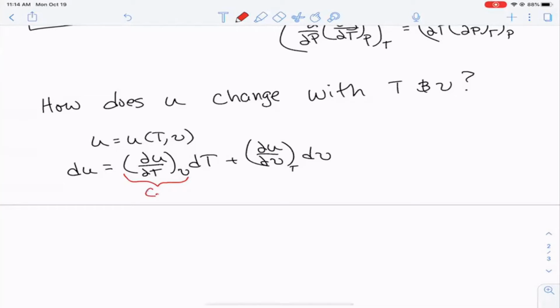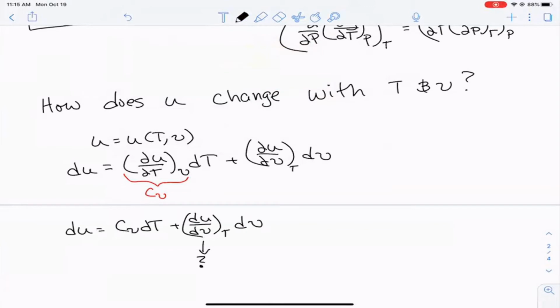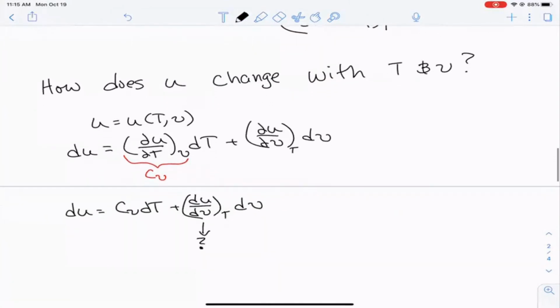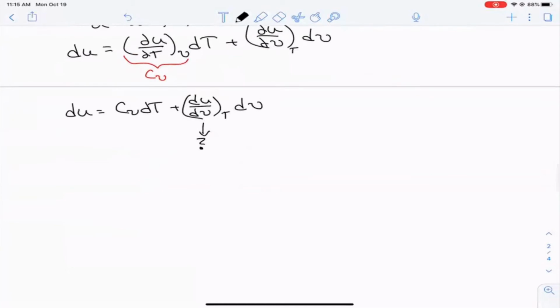That's right. Yeah, that's an alternative definition for the constant volume heat capacity. And so, all right, we know then that dU is equal to C_V dT plus (dU/dV) at constant T dV. So we're left with the question of what in the world is (dU/dV) at constant T? To answer that, we're going to use our differential that we derived in the last lecture. So we know that dU is equal to TdS minus PdV.